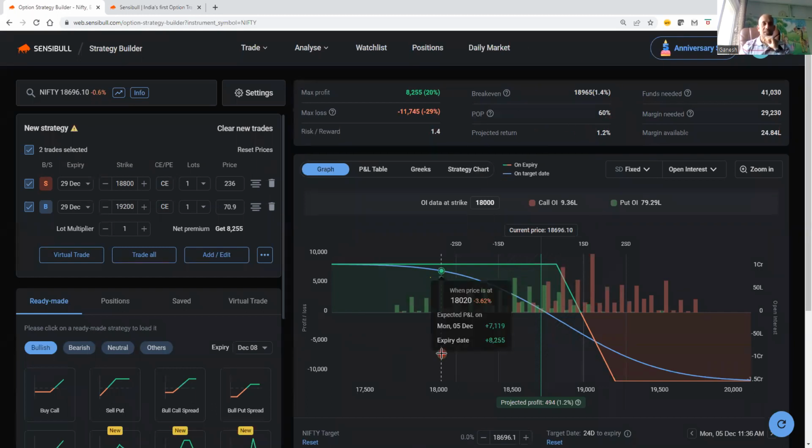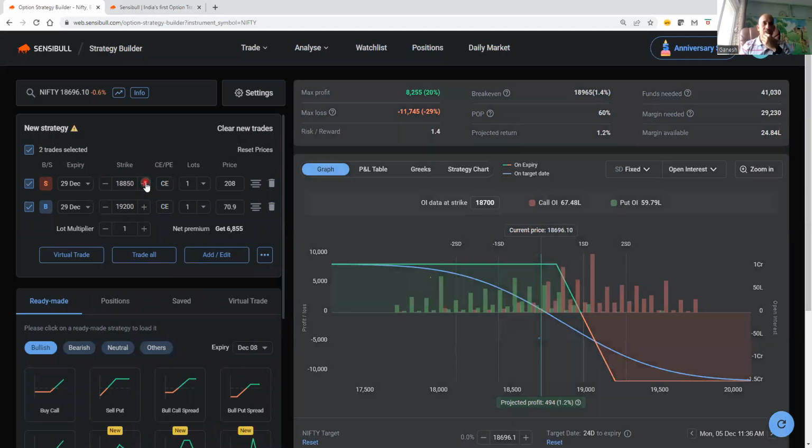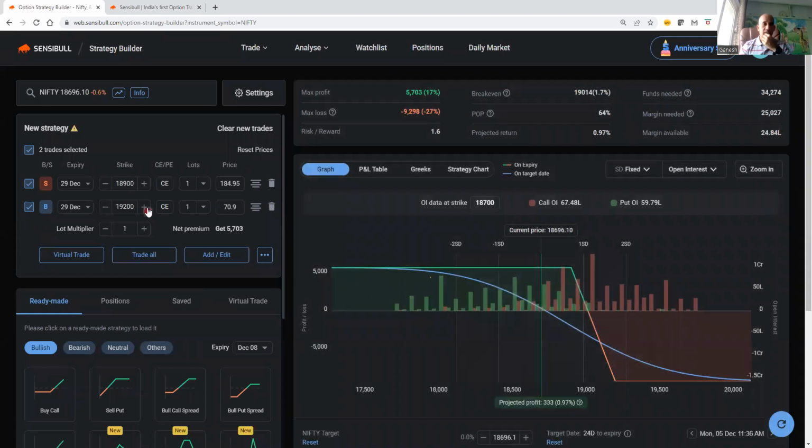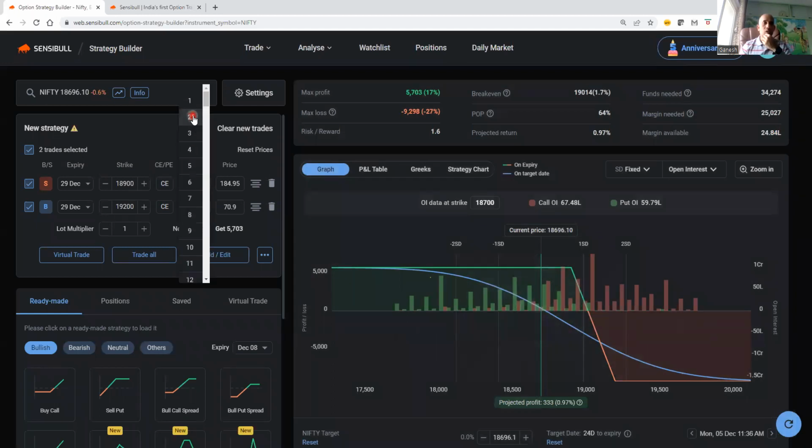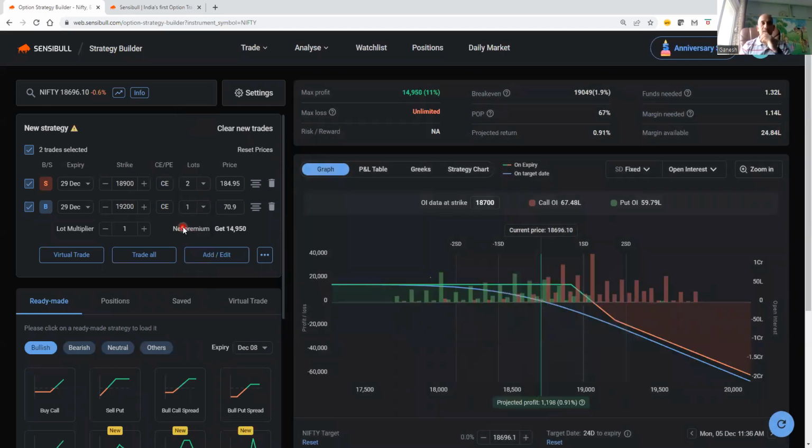Suppose you have some knowledge that at any cost it won't go above 18,900 by this expiry. Then I'll change it to 18,900. I'll change it from one lot to 2 lots, so I want to make it a spread. If you see here, earlier the probability was 60, and now it became 67%.